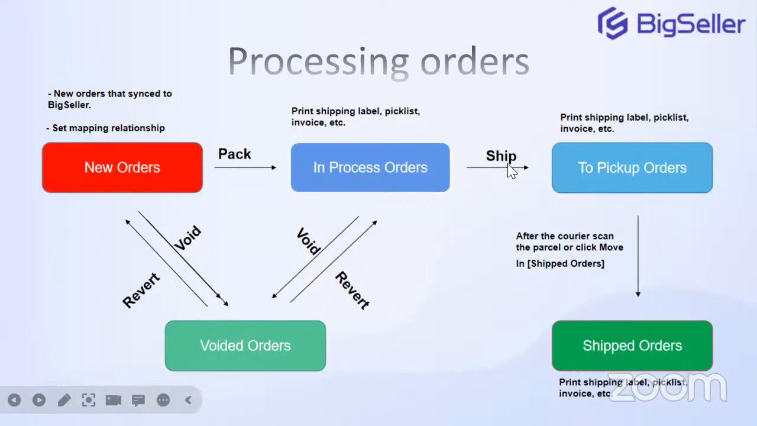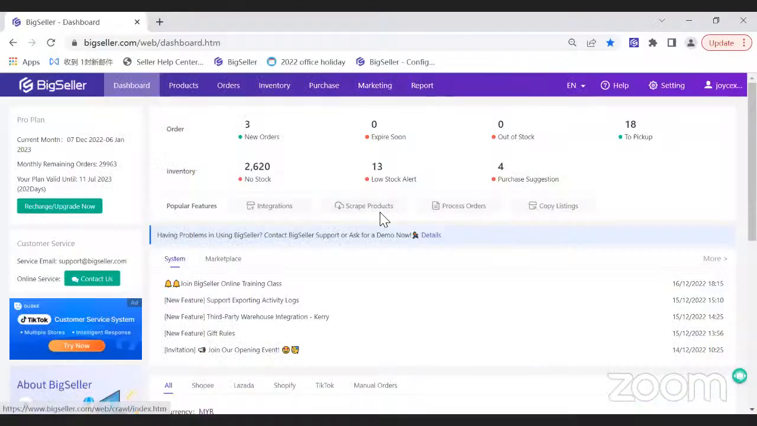Okay, here is the chart for the process that new orders may go through on BigSeller. From new orders to in-process orders, then moving to pick-up orders, and the last status, shipped orders. Okay, so now let's go back to the page of BigSeller. Here is the page of BigSeller.